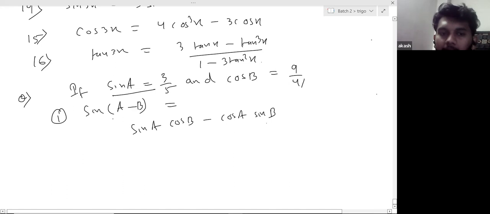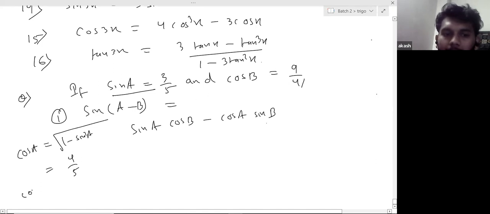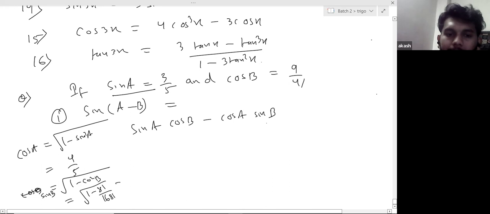You have got the value of sine A, so you can find cos A. Cos A will be under root of 1 minus sine square A. So this is 4 by 5, right? And you have cos B, so you can find sine B, under root of 1 minus cos square B. So 1 minus 81 upon 41 square, which is 1681, under root. So this is 40 upon 41.